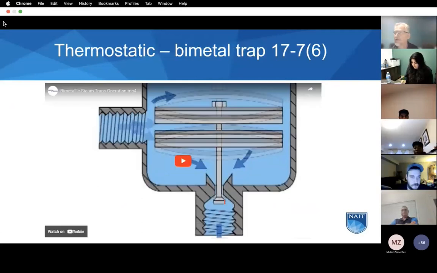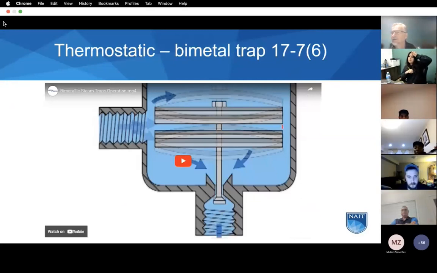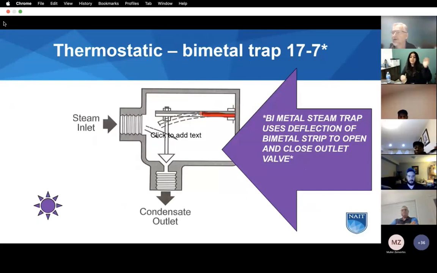Thermostatic bimetallic trap. This is a video. This one has bimetallic washers. This one has a bimetallic strip, so when it's heated with steam, it pushes down, closing the valve, and when it cools off, it will open and close the trap.